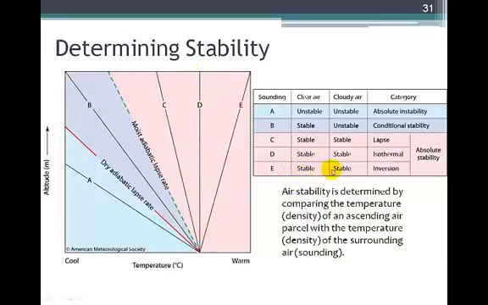And then finally, we have an inversion occur when it actually gets warmer higher up in the atmosphere than at the surface. So you can see it's warmer higher up than it is lower.